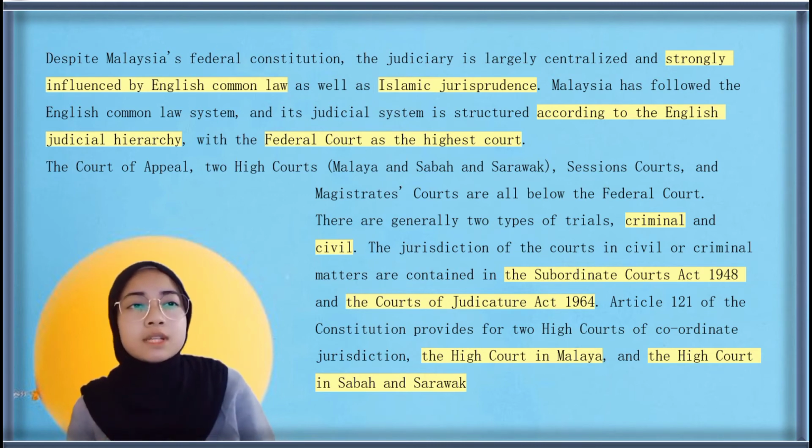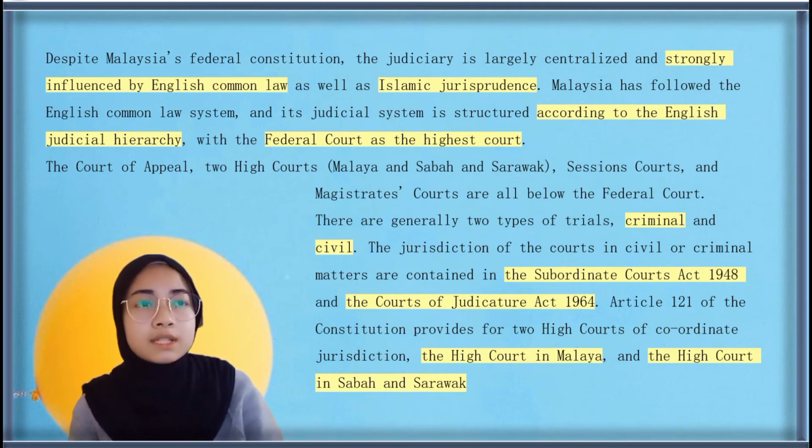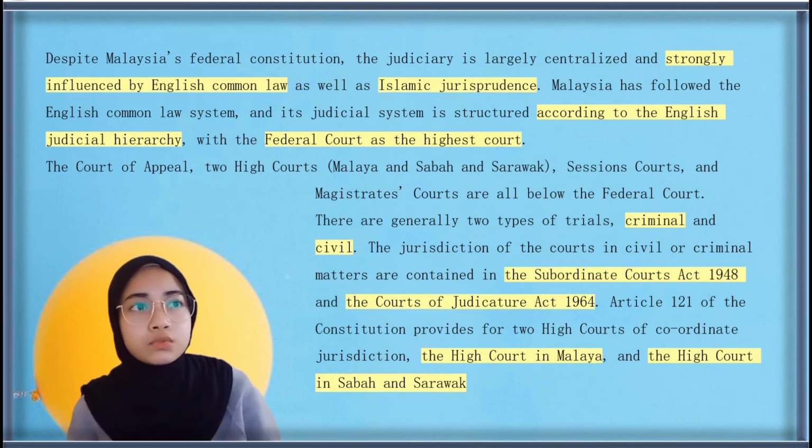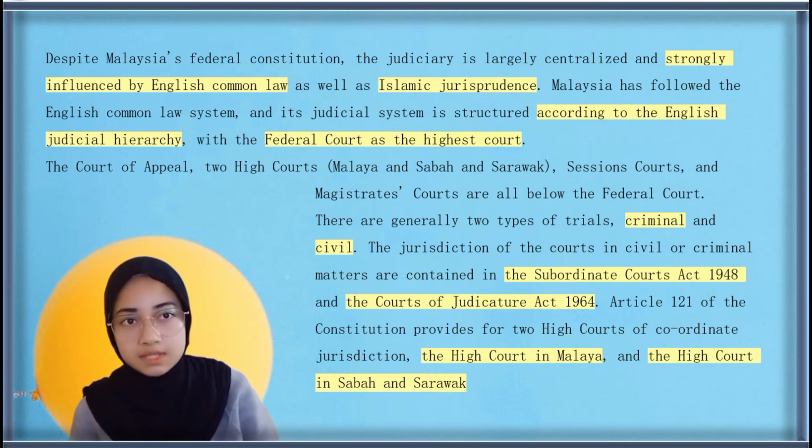There are generally two types of trials, which are criminal and civil. Okay, the jurisdiction of the courts in civil or criminal matters are contained in the Subordinate Courts Act 1948 and the Courts of Judicature Act 1964. Okay, Article 121 of the Constitution provides for two High Courts of coordinate jurisdiction, the High Court in Malaya and the High Court in Sabah and Sarawak.